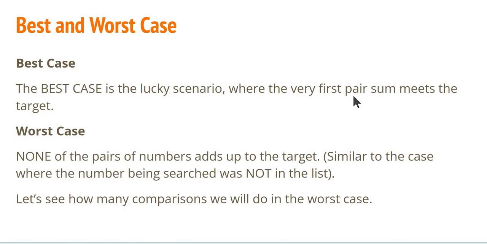But that's just a pathological case. More interesting is the worst case. Well, the worst case in linear search is basically none of the items is the item that I was looking for. In the same way, in this case, the worst case is none of the pairs adds up to the number that we had as target. So, like I said, in linear search, basically the number is not in the list. Same idea: none of the pairs adds up to the target. Let's see how many comparisons are needed in the worst case.